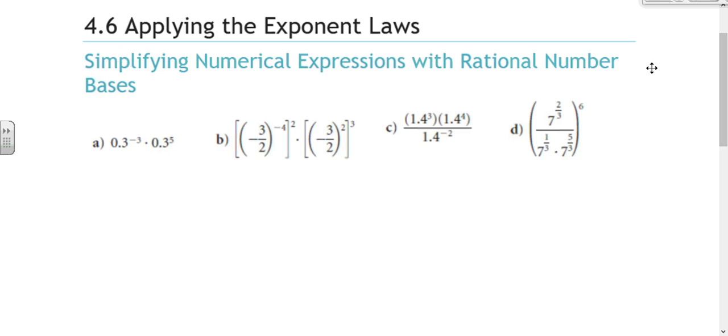All right, next section, applying the exponent laws. Now, we should remember these exponent laws. First time we saw them would have been in grade 9. You probably saw them a little bit in grade 10. So, if we need a refresher, please go back and double check.